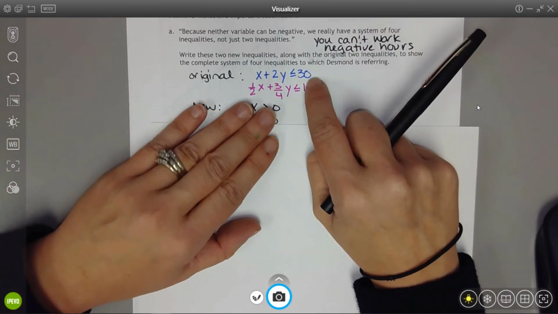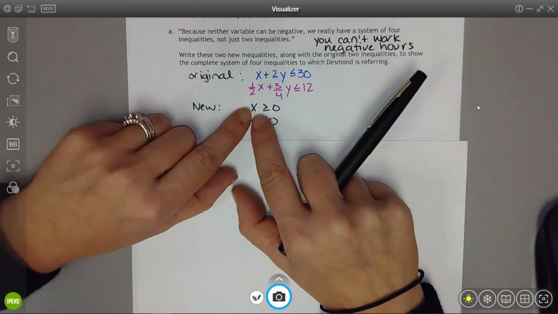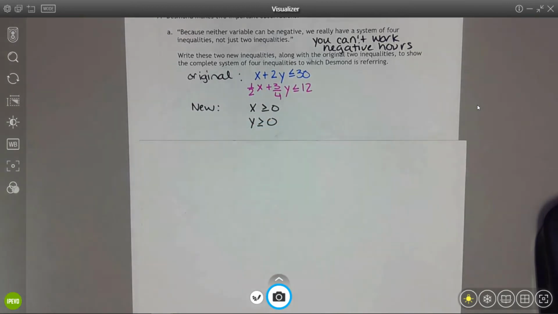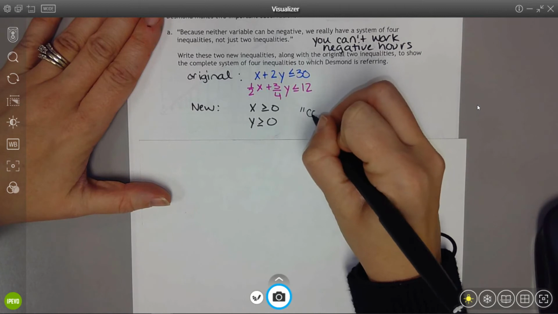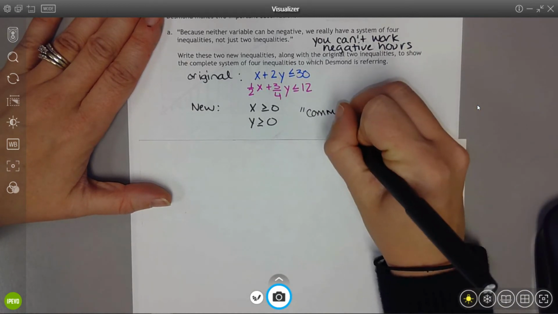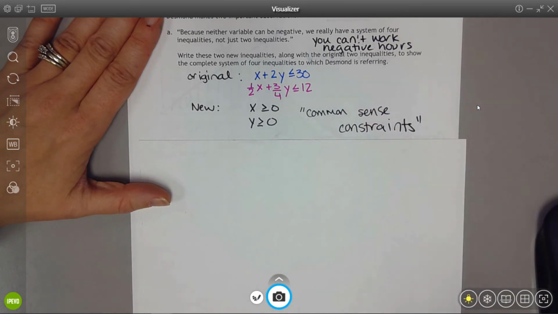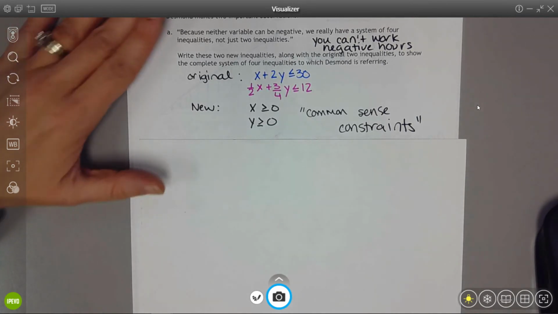We said the original constraint had to be less than or equal to 30 and less than or equal to 12. Well, again, we can't mow negative. So we're going to say X is greater than or equal to 0 and Y is greater than or equal to 0. Guys, we call these the common sense constraints. Common sense constraints. Meaning we don't really need to say it, but we're going to say it.